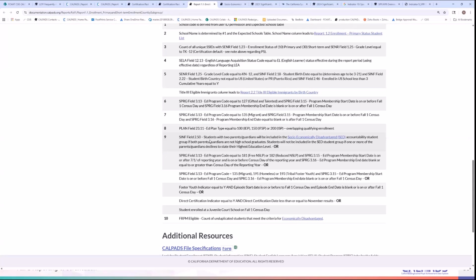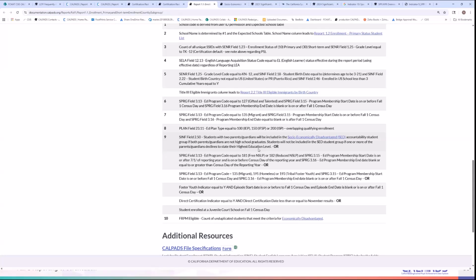And there's a breakdown: students with two parents or guardians will be included in SED if both parents are not high school graduates, or students are not included in the SED subgroup if a single parent or one or more of the parents decline to state. So this is a contentious definition. That's why we use it as an example. So for 24-25, this was the definition.